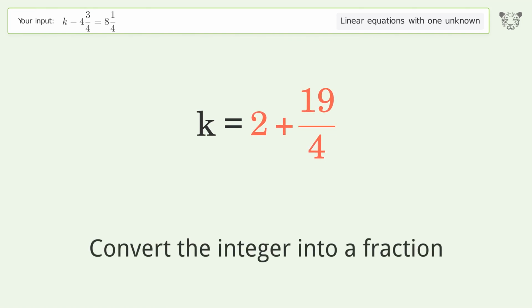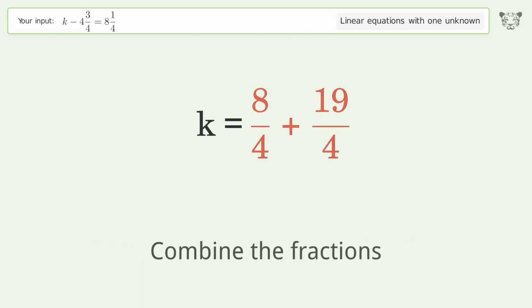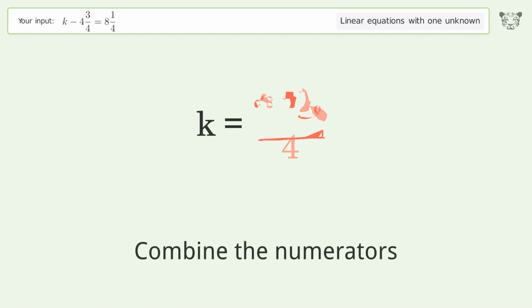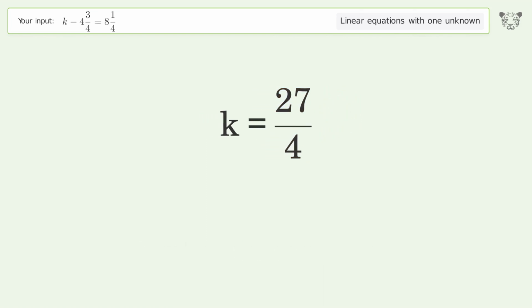Convert the integer into a fraction. Combine the fractions. Combine the numerators. And so the final result is k equals 27/4.